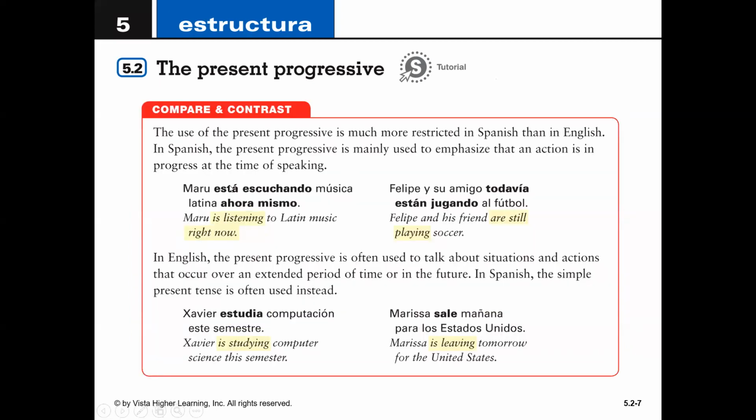Now, it's important to notice that in Spanish, in general, we use the present progressive to talk about things that are actually happening in the moment. In English, we use it a lot more, and we'll see some examples here. So here it gives you a few examples.